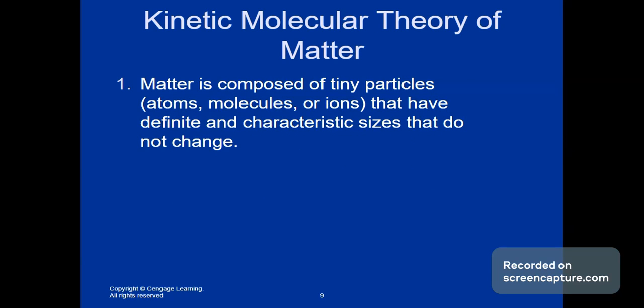Here are some things dealing with the kinetic molecular theory, and here's the reason why. Kinetic molecular theory does deal with the way things dissolve or separate or dissociate. Those are three different terms we've seen so far, which means when you mix a solute, a compound, into a solvent, it's going to break up and dissolve in it if it's able to do so. And you have kinetic molecular theory that gets into that situation. So the first rule of it is that matter is composed of tiny particles, atoms, molecules, ions, that have a definite and characteristic size that do not change. In other words, everything's made of tiny particles.